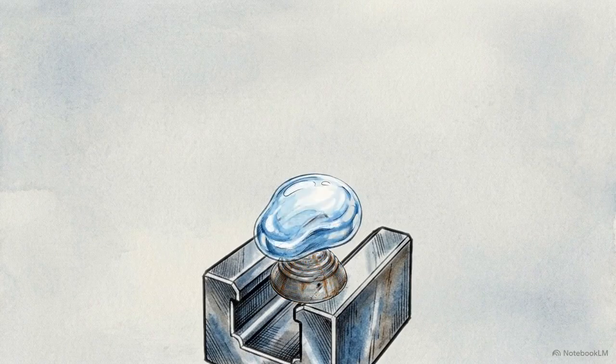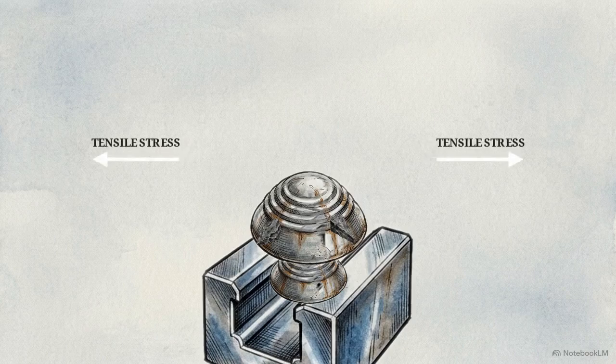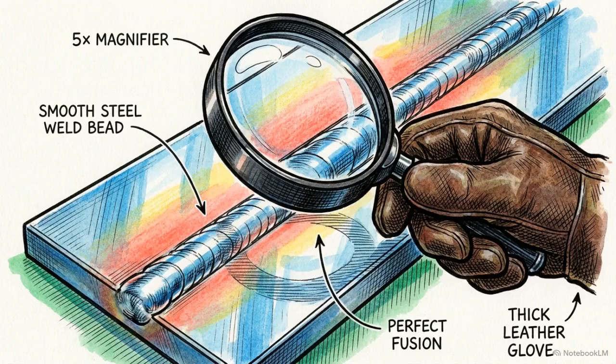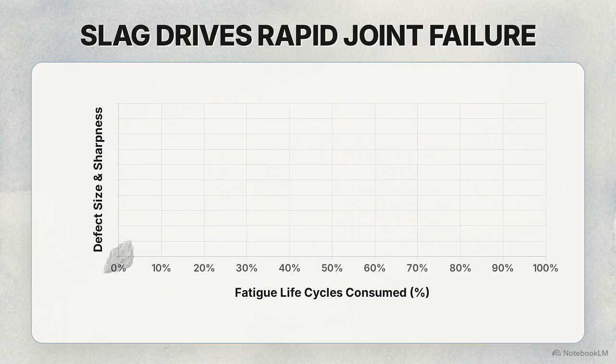If it fails to float in time, it becomes trapped along the fusion line. These inclusions become active mechanical weak points, creating sharp internal notches where physical stress concentrates intensely under load. To guarantee true structural integrity, inspectors must look past surface aesthetics to understand the microscopic mechanics of how these hidden inclusions initiate failure. This ASCE chart proves how slag dictates a joint's fatigue life under cyclical loading.